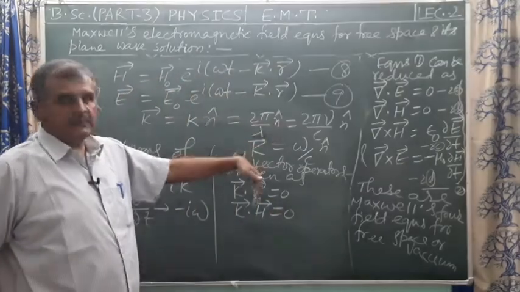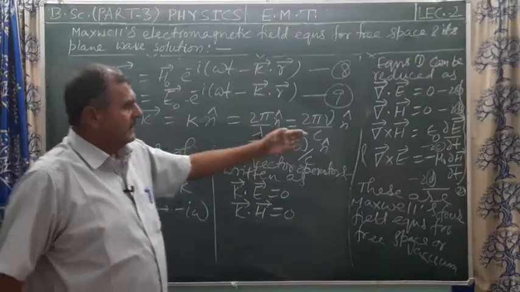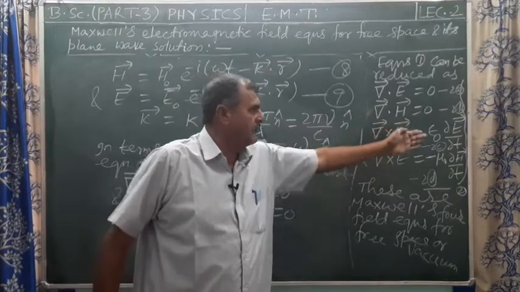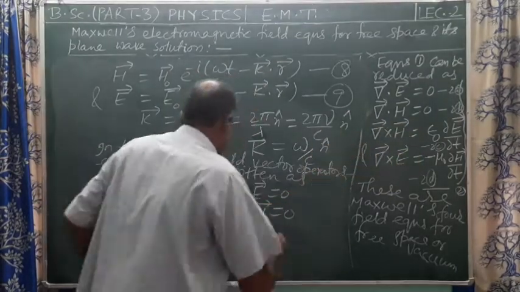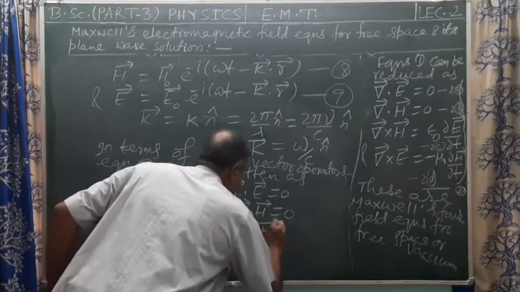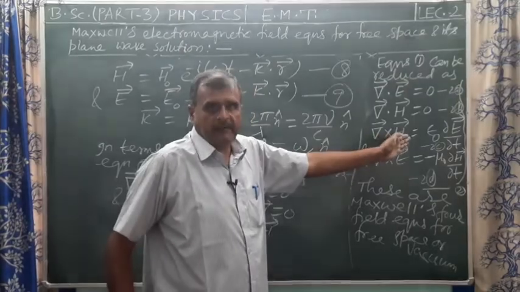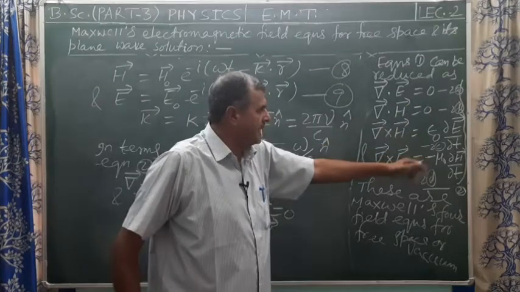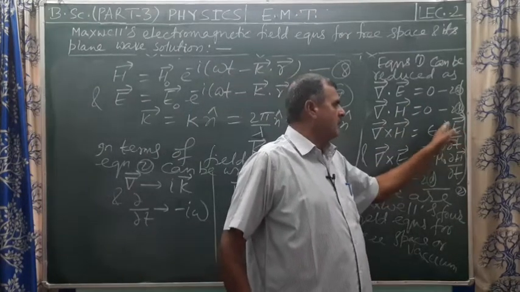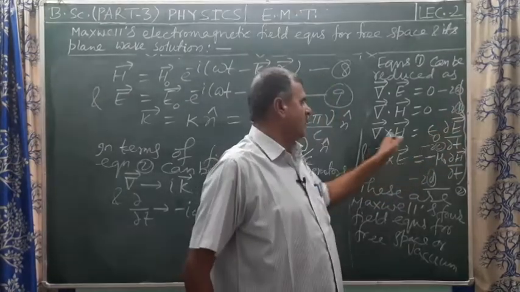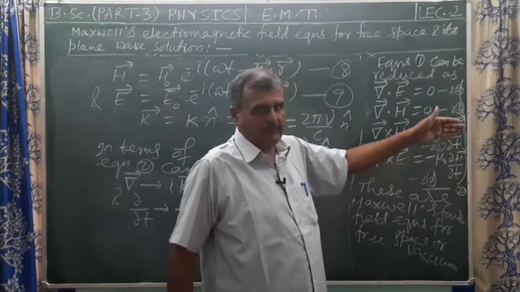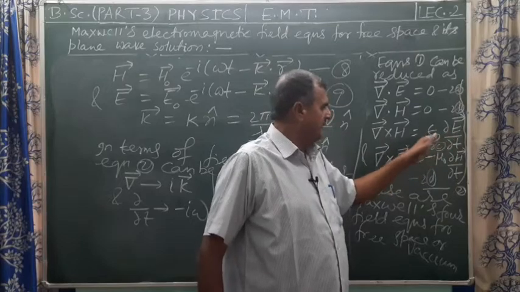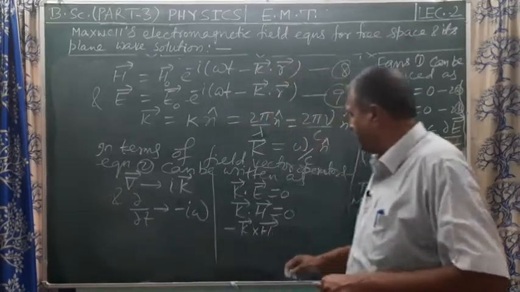And for equation 2c and equation 2d, after replacing del vector by i k vector and del upon del t by minus i omega, we can write minus k vector cross h vector. Equation 2c has del vector cross h vector, so minus k vector cross h vector is equal to, on the right hand side, epsilon naught del e vector by del t. Replacing del by del t with minus i omega, and multiplying both sides by minus, the right hand side becomes plus and the left hand side minus. So the left hand side is minus k vector cross h vector.